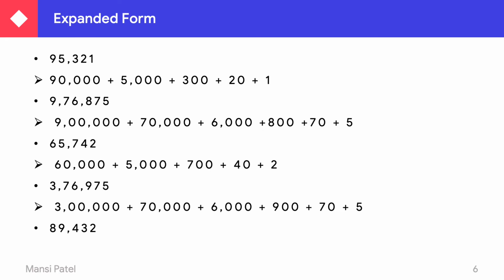Your next number is 89,432. The expanded form of this number is 80,000 plus 9,000 plus 400 plus 30 plus 2.